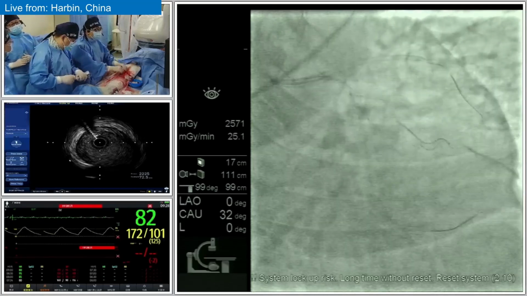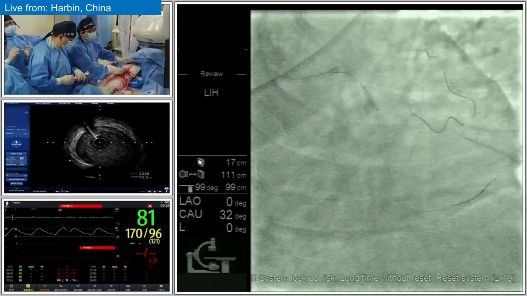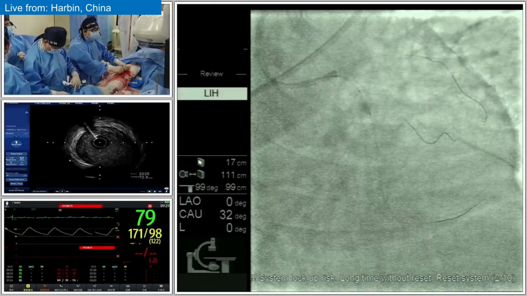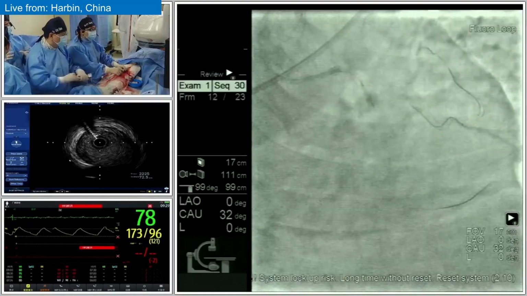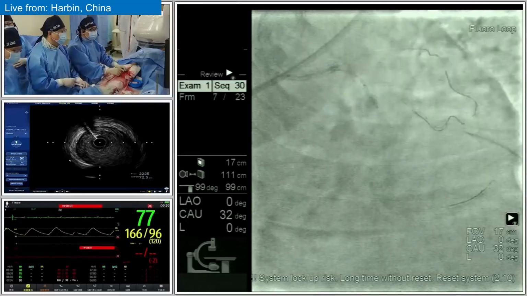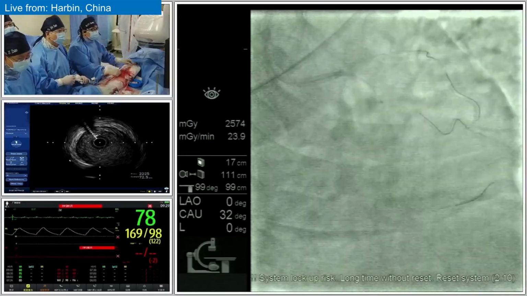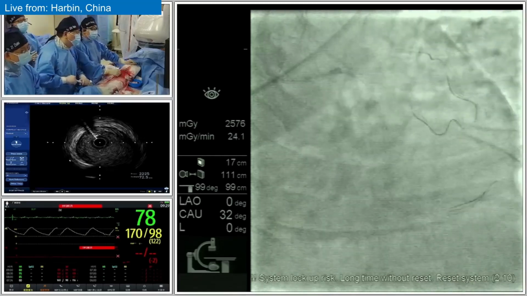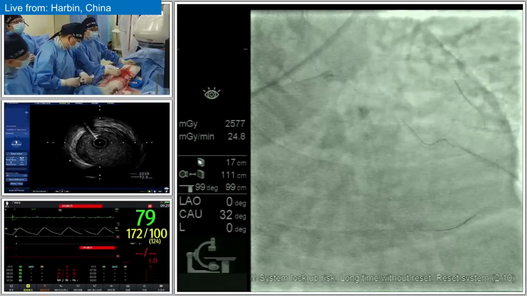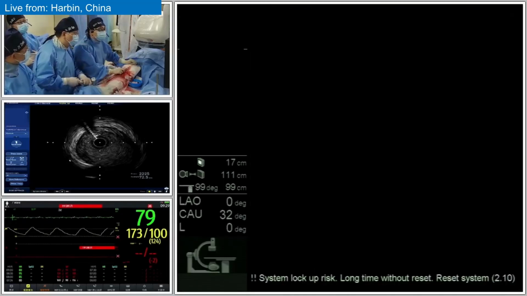Dr. Zhao, when people deal with the CTO lesion and try to use the antegrade approach, sometimes if the first wire goes into the subintimal space, they may use the parallel wiring technique. So can you share with us about that technique? Yeah. Parallel wiring is a very useful method in CTO PCI, especially in antegrade CTO PCI.